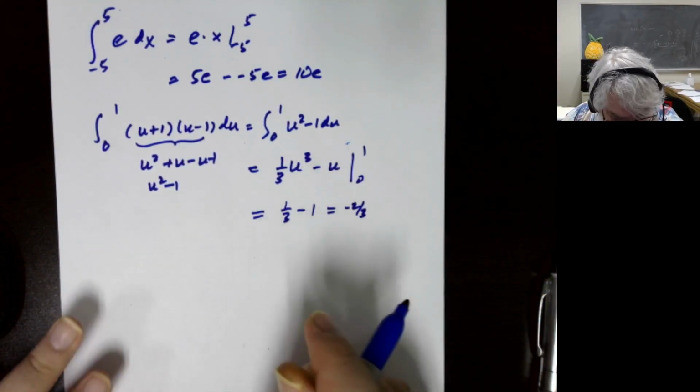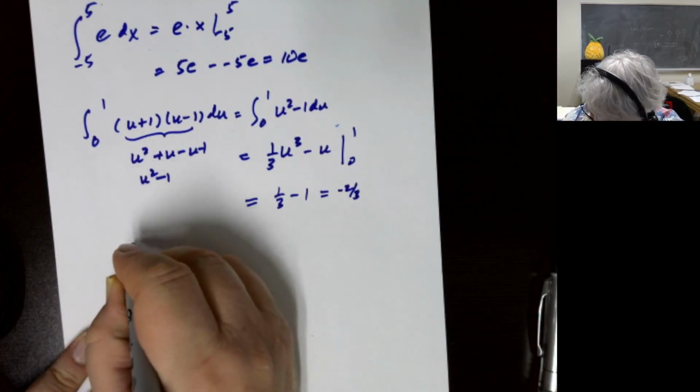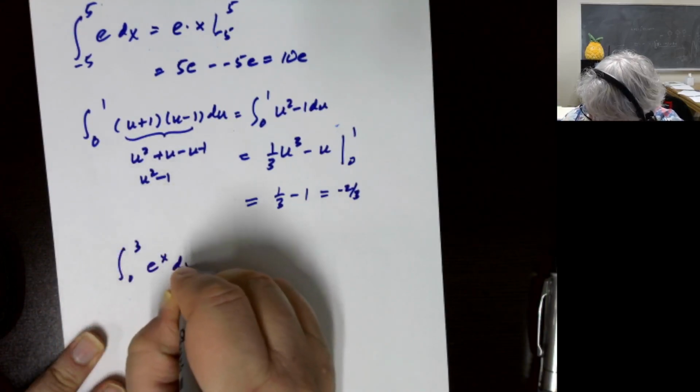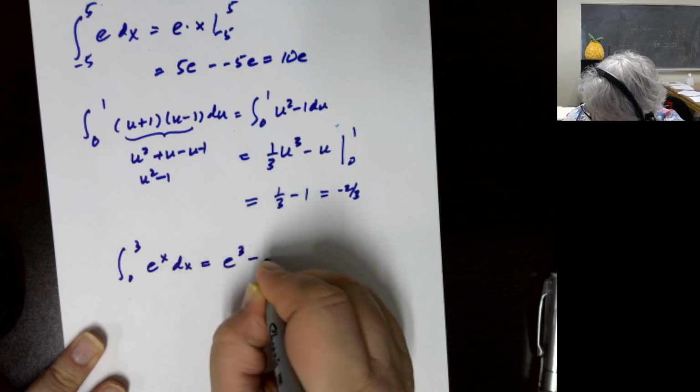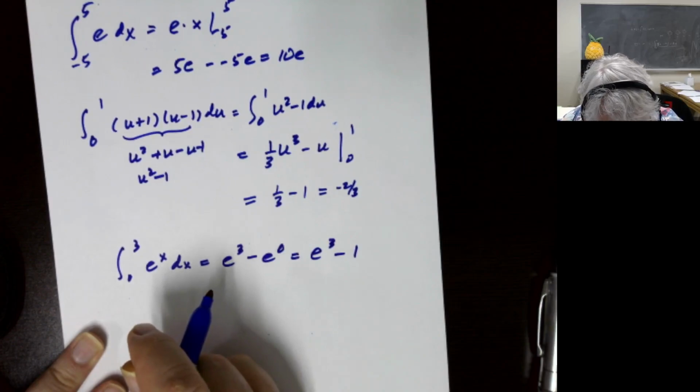Good. All right. And let's see, the next one is the integral from 0 to 3 of e to the x dx. So that's just e cubed minus e to the 0, which is e cubed minus 1. Good.